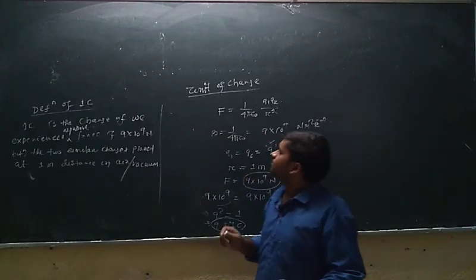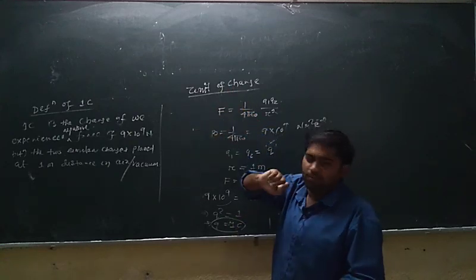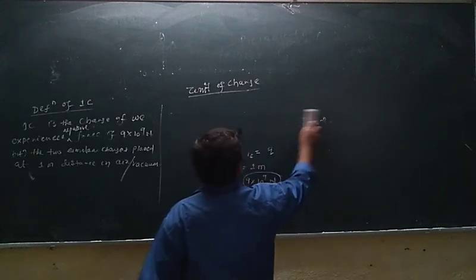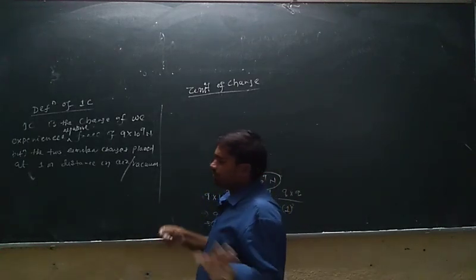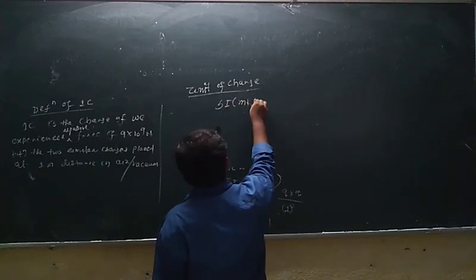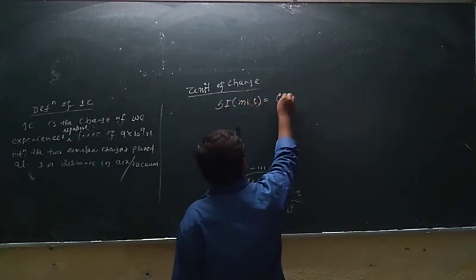So, one of the units of charge, that is coulomb. Okay, and generally we measure coulomb in SI or MKS unit. So we can say the unit of charge in SI or MKS unit is equal to coulomb.